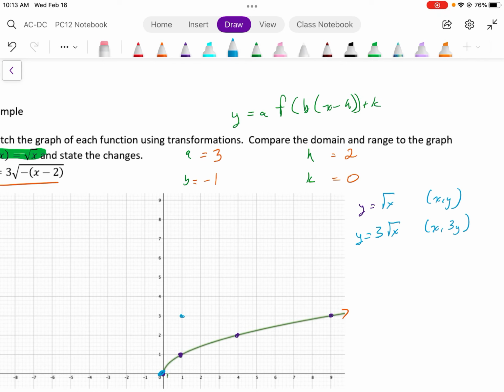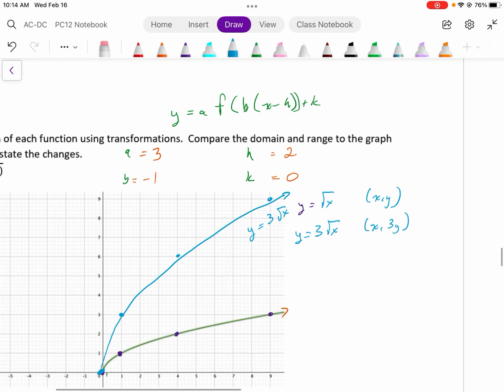Be careful that you don't do something silly, that when you're multiplying your y value for this point, (1, 1), you don't accidentally move your y value to 4. Very common mistake. So (4, 2) turns into (4, 6). (9, 3) turns into (9, 9). Now at any one point I may drop some points here, but I'm keeping all 4. This is looking good. So this is the equation, y is equal to 3 root x.